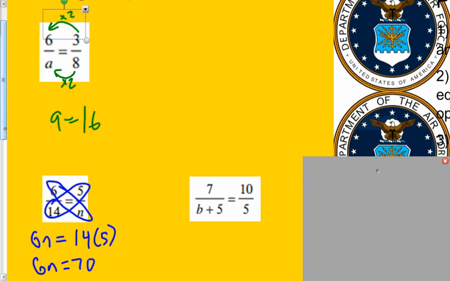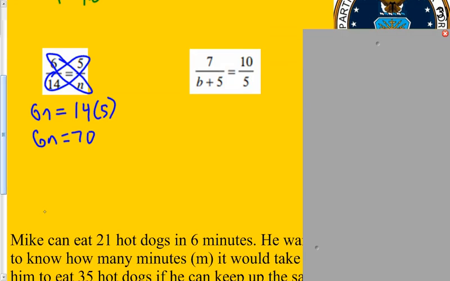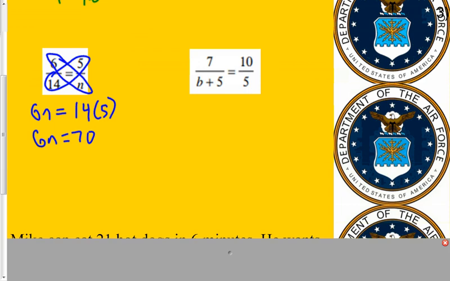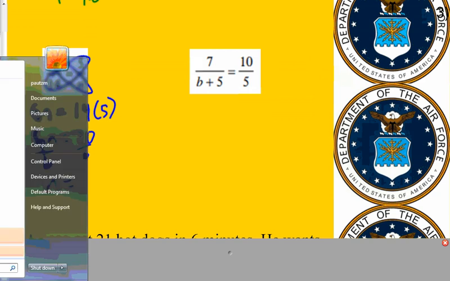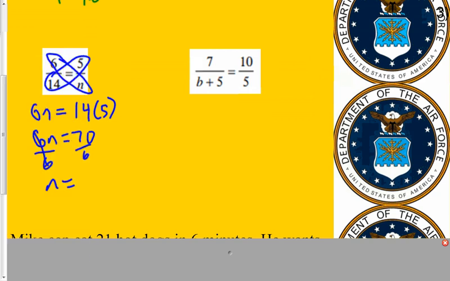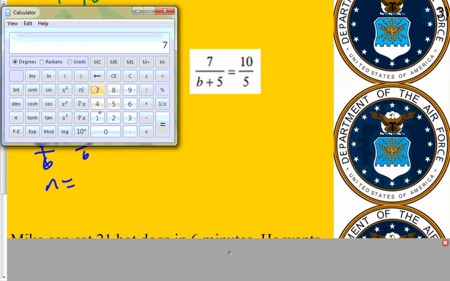And then that's just a one-step equation. All I've got to do here is divide by 6 on both sides to solve it. And I get n equals whatever 70 divided by 6 is. I don't know if that's going to come out to be a perfect number, so we can check it on the calculator. 70 divided by 6.